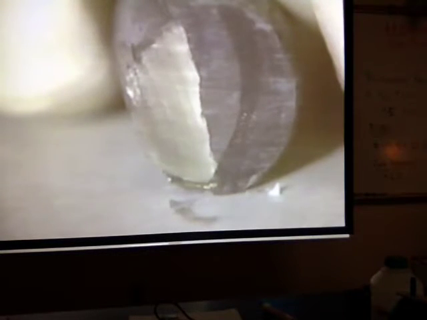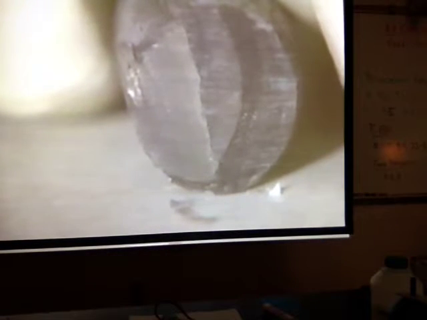Here, for example, is lithium. When we slice it, you can see the metallic luster. The black coating quickly reappears.